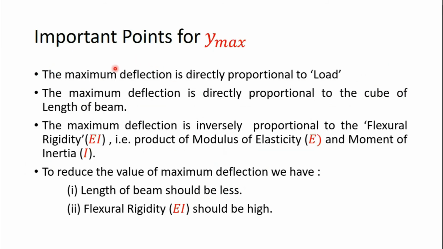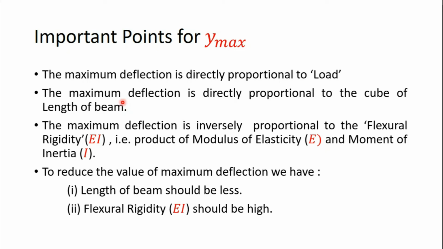Therefore, the important points regarding the maximum deflection are, first, that the maximum deflection is directly proportional to the load, which is natural. We know as you increase the load, the maximum deflection will increase. Second, the maximum deflection is directly proportional to the cube of the length of the beam. This is very important, and that's why we don't want to increase the length of the beam. We want to use a shorter span of the beam, and that's why you will find that most shafts are of smaller length and shorter span.